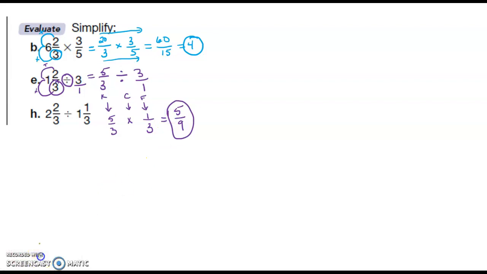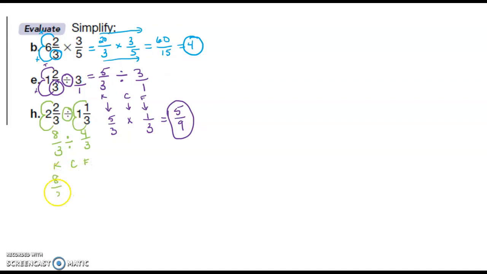Okay, let me change colors again. So here I have 2 2/3 divided by 1 1/3. So I'm going to have to popcorn both of these and make them improper fractions. 2 times 3 is 6, plus 2 is 8. I keep my divide. 3 times 1 is 3, plus 1 is 4. Now I can do my keep, change, flip.